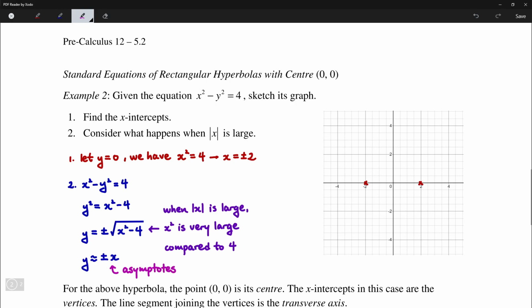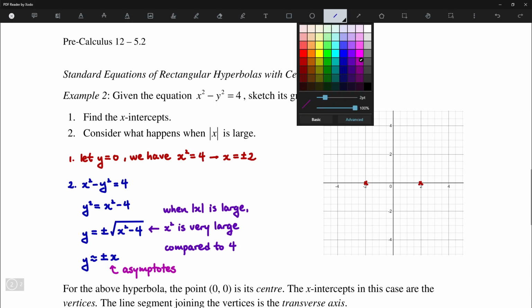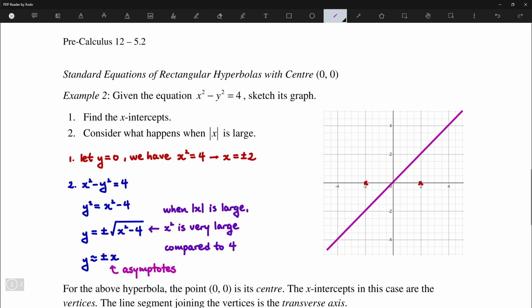Okay, so let's draw those in. The asymptote y equals x, and the asymptote y equals negative x.